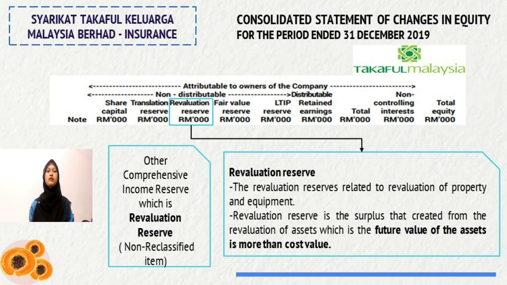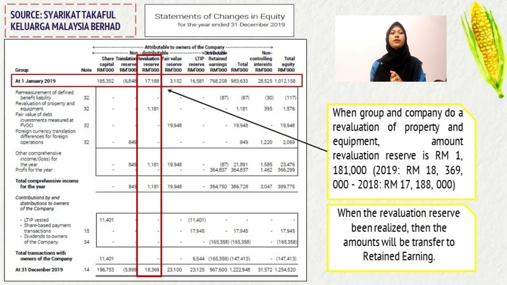First, let me explain what a revaluation reserve is. Revaluation reserve is related to revaluation of property and equipment, where a surplus is created from the revaluation of an asset, which is when the fair value of the asset is more than the cost value. When the company does a revaluation of property and equipment, the amount of revaluation reserve transferred to the statement of changes in equity is 1,181,000. So, when the amount has been realized, it will be transferred to retained earning.